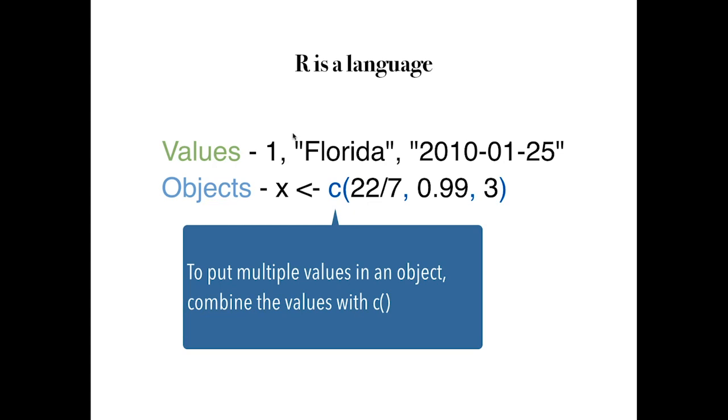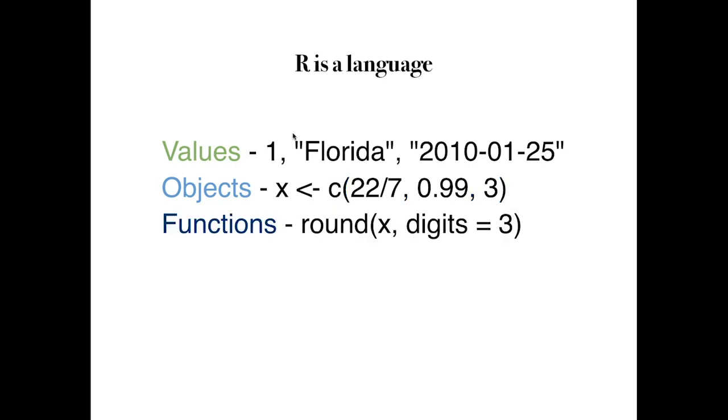Okay, so if we want to put multiple values in an object, we can combine these values with this c and parentheses. So now we have an object. The object is still called x, but we can have three different values inside of this object.